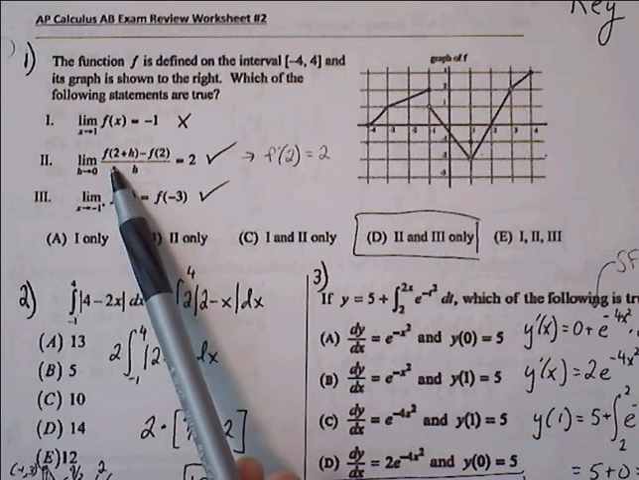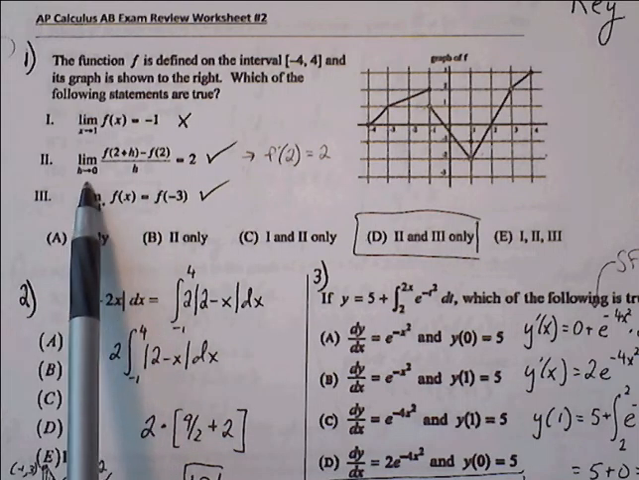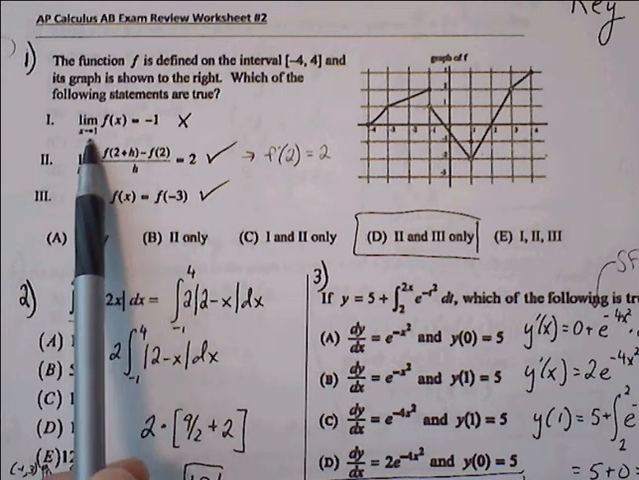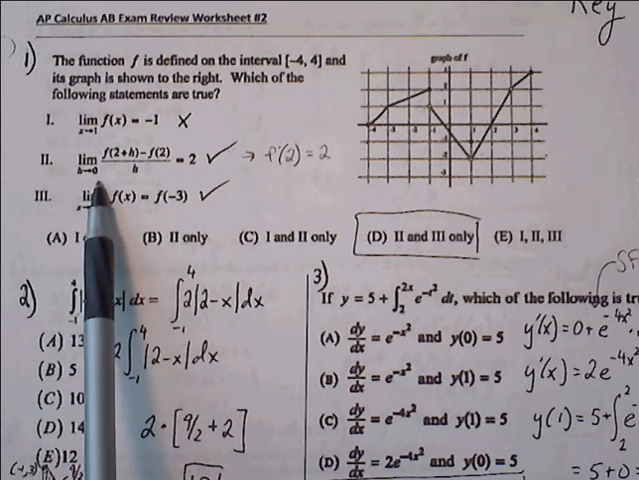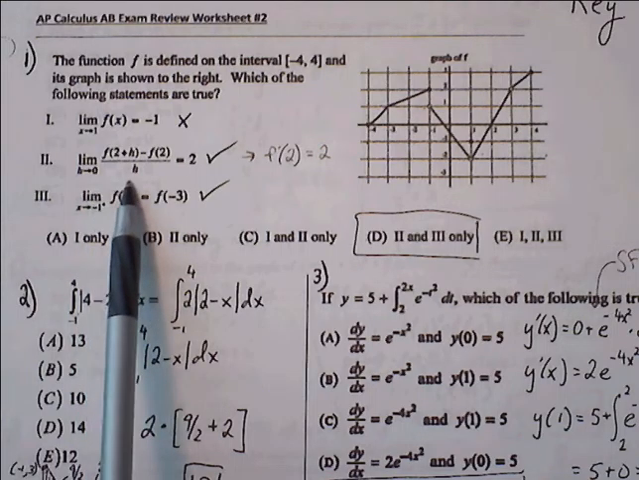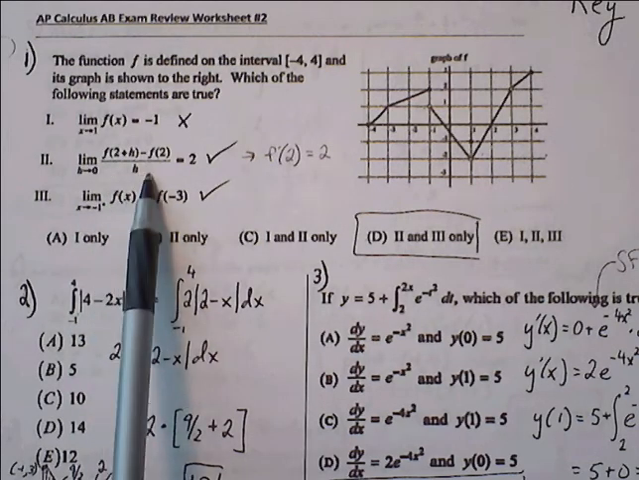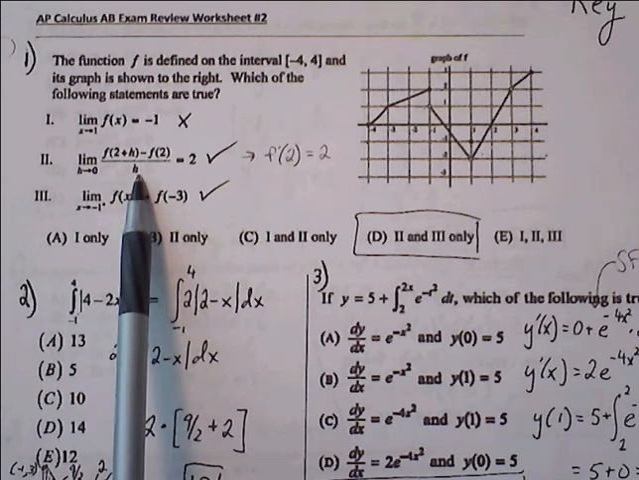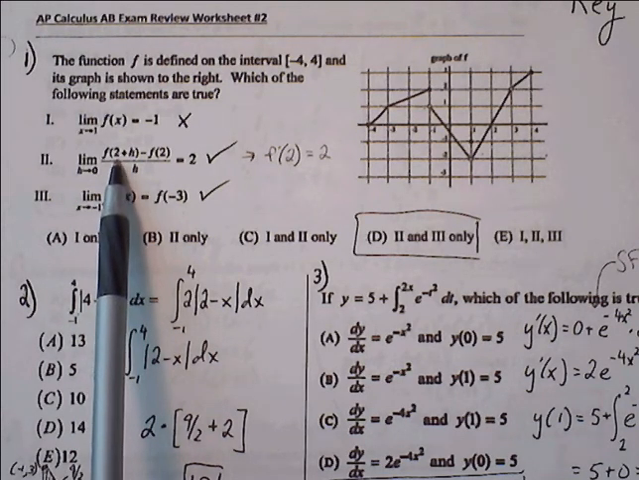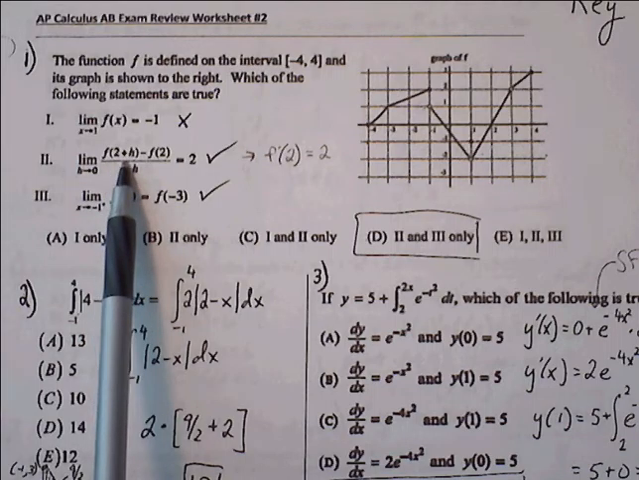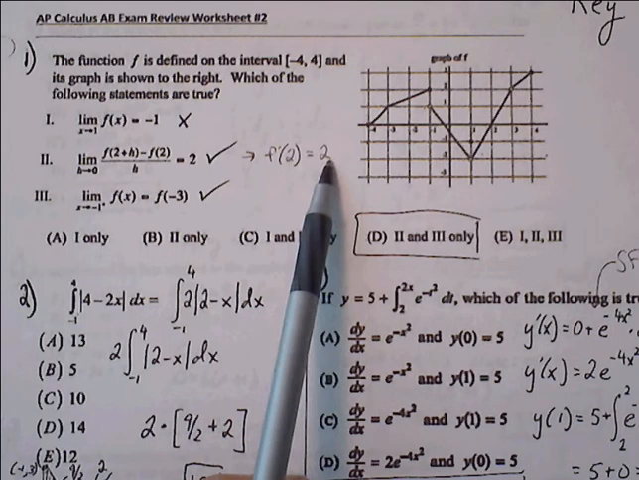Limit as h approaches 0 of f of 2 plus h minus f of 2, over h, equals 2. One thing we need to be able to recognize is that this is a notation that represents the derivative of a function at a point. This uses a conceptual understanding of what this notation represents. So this is basically saying the derivative of the graph at 2 is equal to 2. In other words, f prime of 2 is equal to 2.